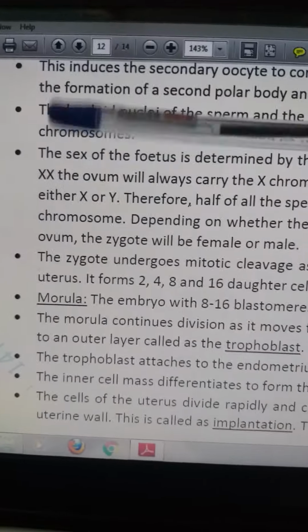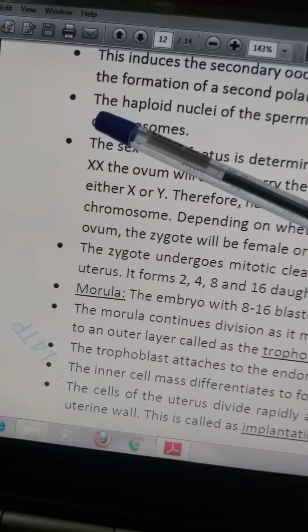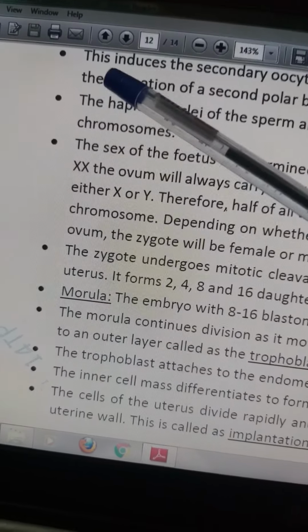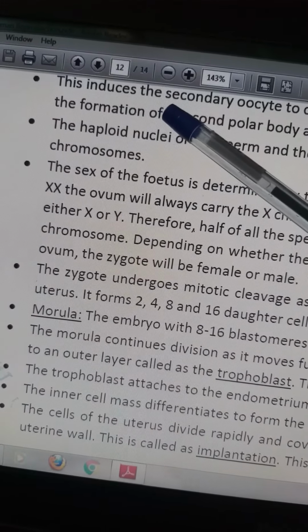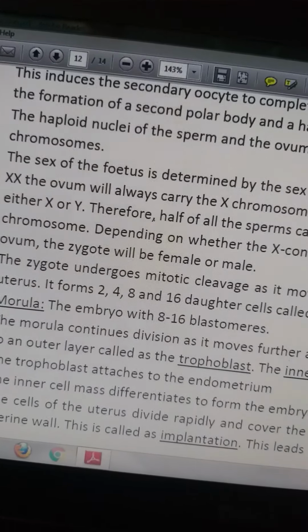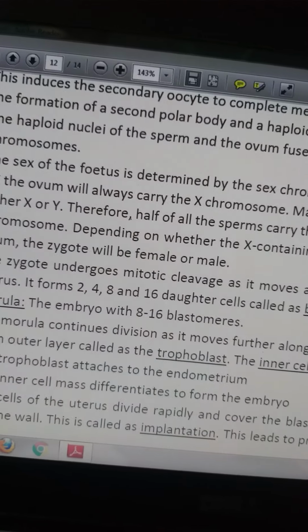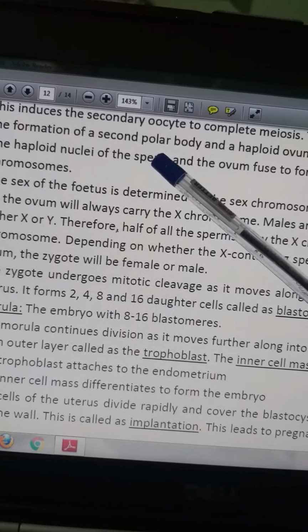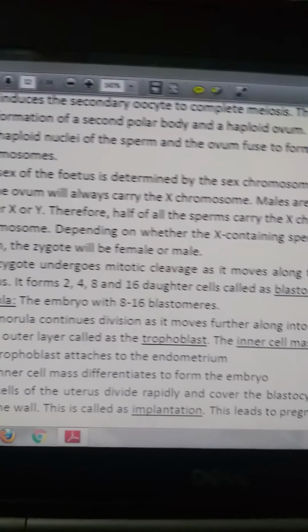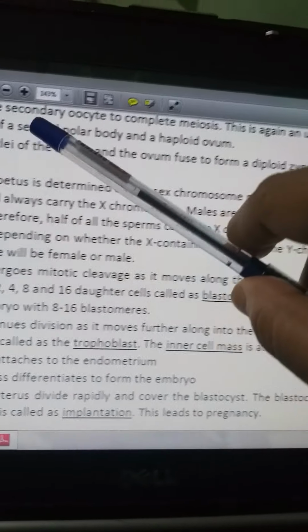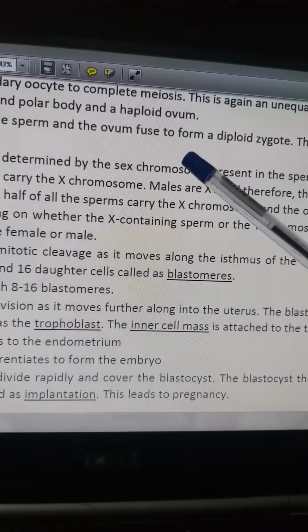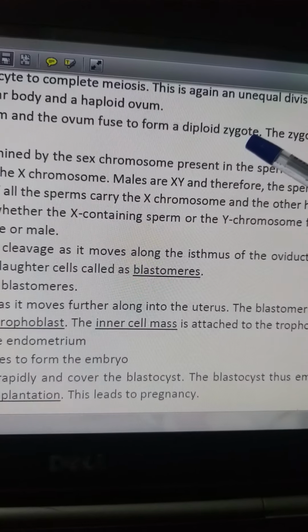Now, in our earlier classes we were dealing with fertilization. Here you see we had dealt up to the C. The secondary oocyte completed the meiosis. Then they again get unequal division. Now it results in the formation of a second polar body and a haploid ovum. Now this haploid nucleus of the sperm and the ovum fuse to form a diploid zygote.